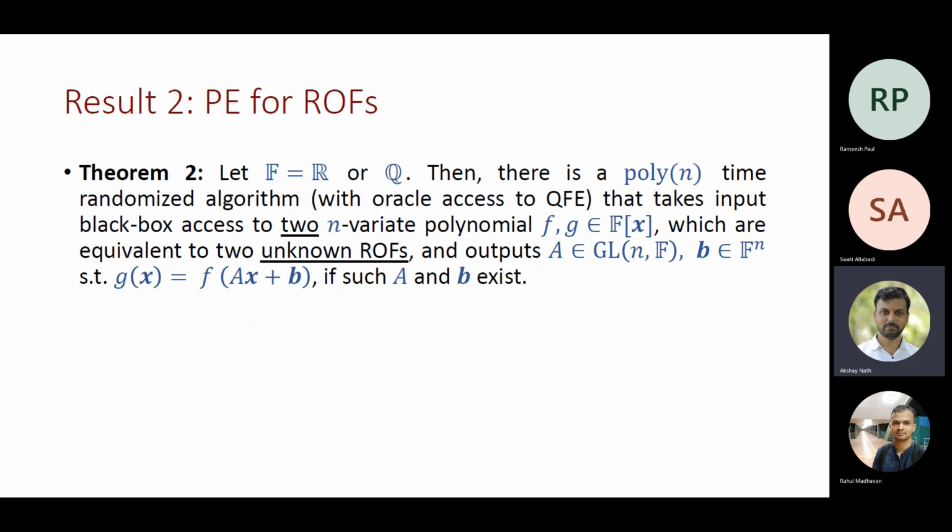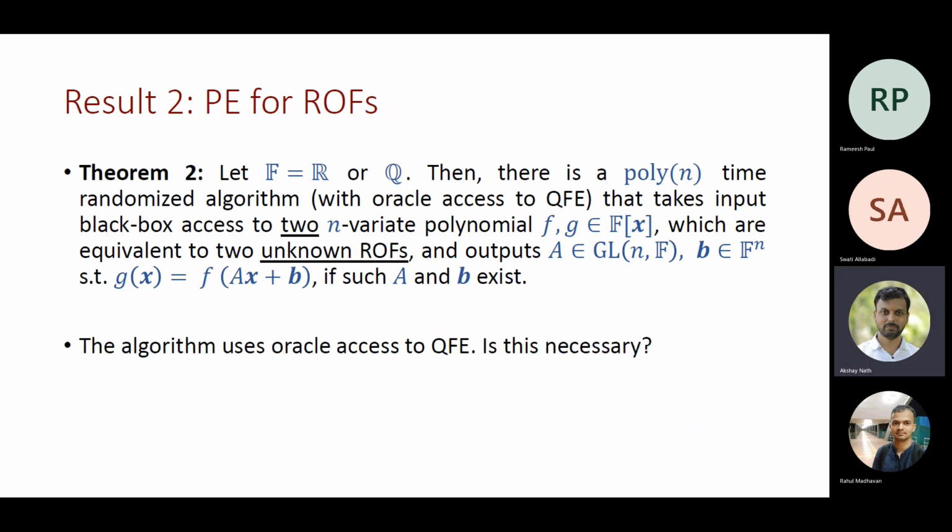So what this is saying is that if g and f are equivalent to each other and also equivalent to ROFs, then we are able to find A and b. Let's say f being equivalent to an unknown ROF means there exists a C1, which is an ROF, so that f equals C1 evaluated at, let's say, Bx plus d, for some invertible matrix B and translation vector d.